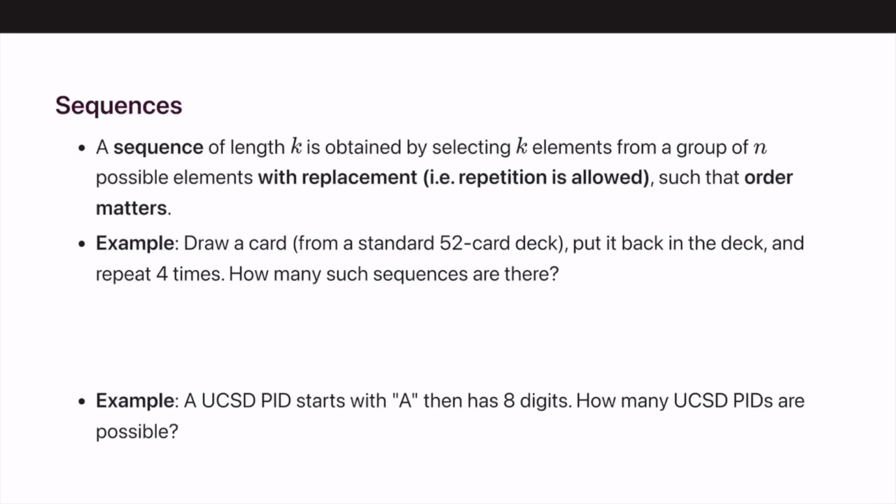So let's talk about sequences. A sequence of length k is obtained by selecting k elements from a group of n possible elements with replacement, so repetition is allowed, and such that order matters. So we're allowed to, for example, draw a card from a deck, see what it is, and then put that card back in the deck. So we could draw the same card again.